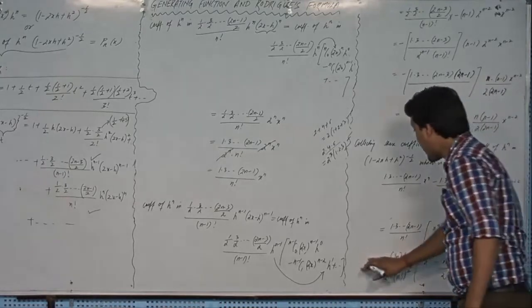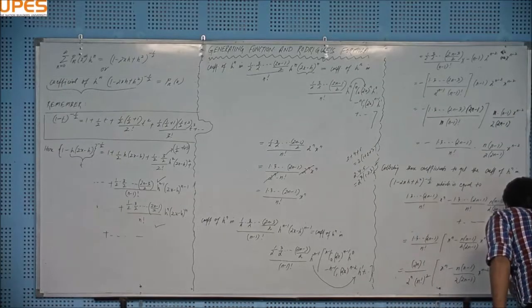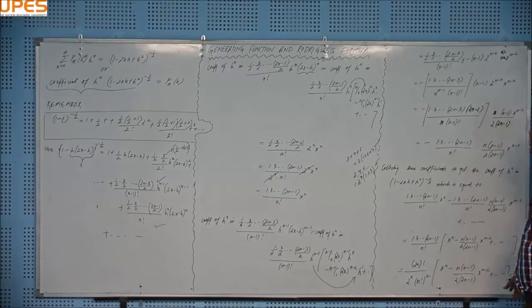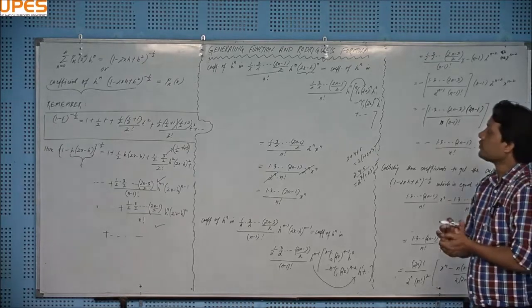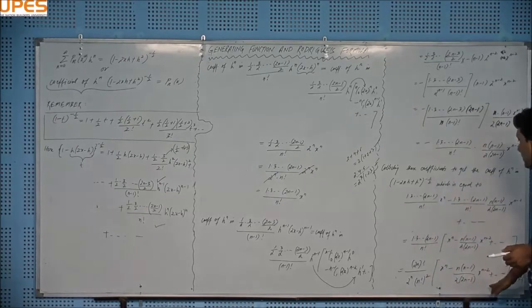And now you can see that, what is this? Pnx. This is Pnx, and this is what we are going to prove, that the coefficient of h to the power n is equal to Pnx.